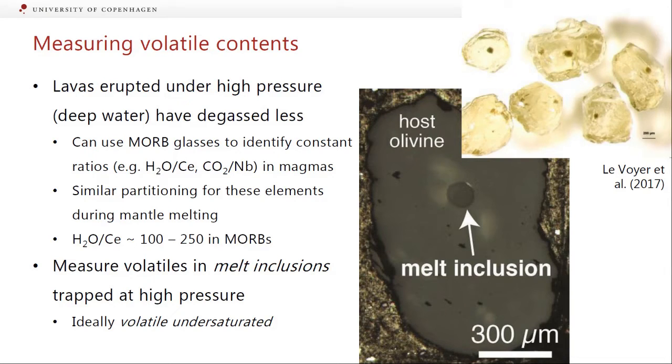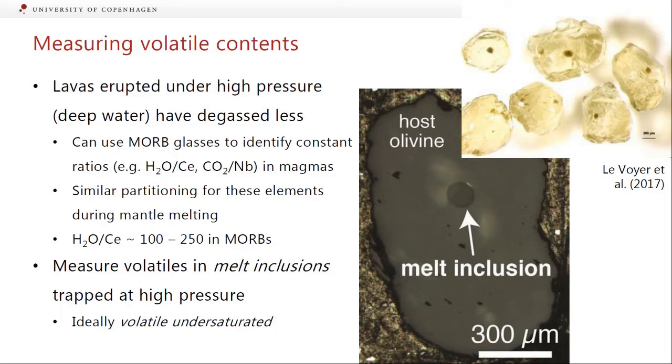water is about as incompatible as cerium. So if you go somewhere else, you can measure the cerium and estimate the water. Obviously, this breaks down if you start looking at arc lavas because we know there's water being added and not cerium, or not as much cerium. Carbon dioxide over niobium, again, the implication is that carbon dioxide is similarly incompatible as niobium. So yeah, if you do this with mid-ocean ridge basalts, you get an H2O over cerium ratio of about 100 to 250. So it's still fairly variable, but this is a way of guessing.